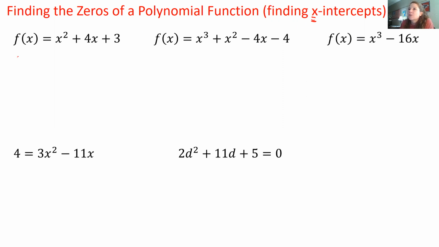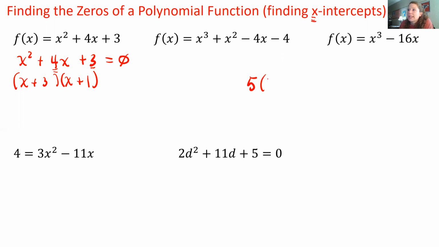So last week, you practiced simplifying binomials, right? You thought of two numbers that would multiply to give me 3 and add to give me 4. Well, you're going to do the same thing today, except we're going to go a little bit farther. So the two numbers that multiply to give me 3 and add to give me 4 are going to be 3 and 1.